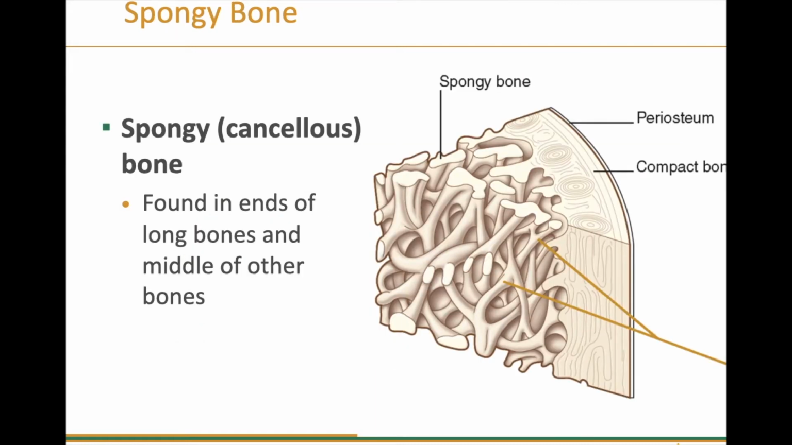Alright, next thing is spongy bone. So it looks sort of like a sponge, although it doesn't feel soft like a sponge. It's found in the ends of the long bones and in the middle of other bones. Within the spongy bone, you can find red bone marrow, which is making blood cells.